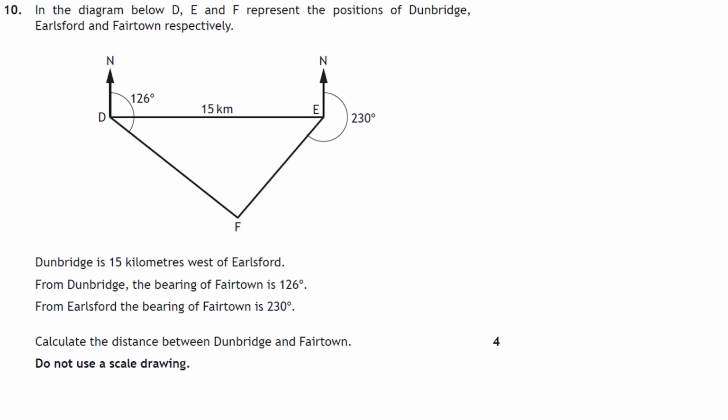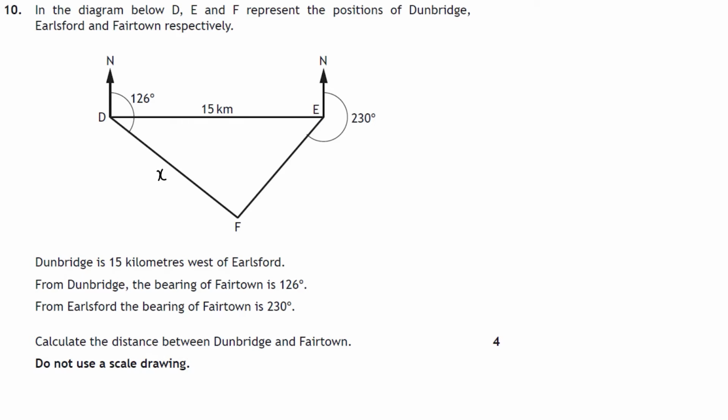Okay, question 10. We've got a little diagram showing some bearings. Dunbridge is 15 kilometres west of Aylesford. From Dunbridge, the bearing of Fairtown is 126 degrees. All the information is shown in the diagram. Calculate the distance between Dunbridge and Fairtown. So we're looking for this, this is our x.